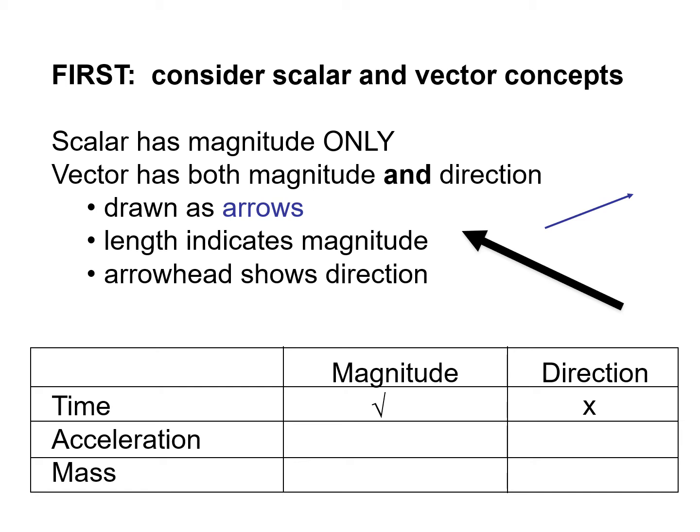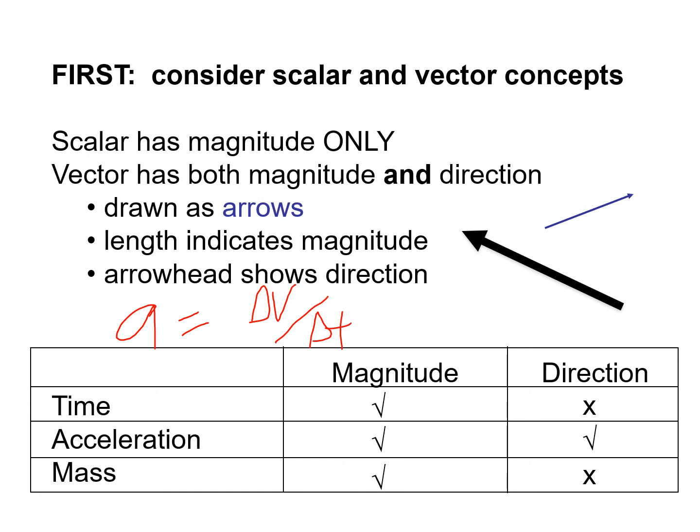So we can see for this class, in undergrad biomechanics at UNCG, time has a magnitude but not a direction, so that makes it a scalar quantity. Acceleration, however, has both a magnitude and a direction. That's because, once again, acceleration is a change in velocity over time. So since velocity is a vector, then acceleration has to be a vector.